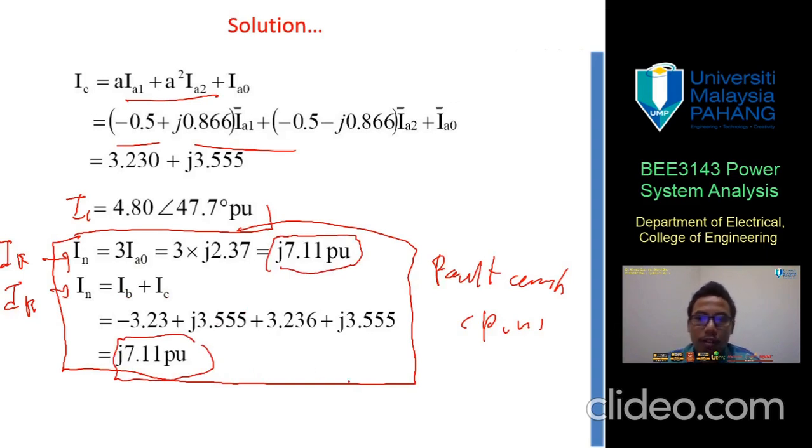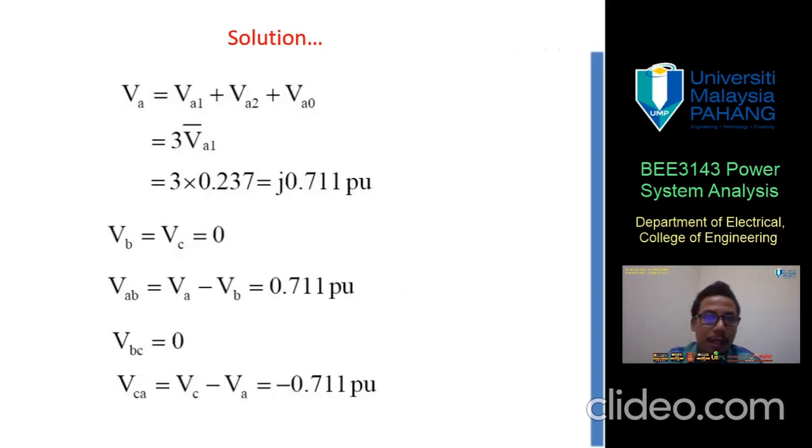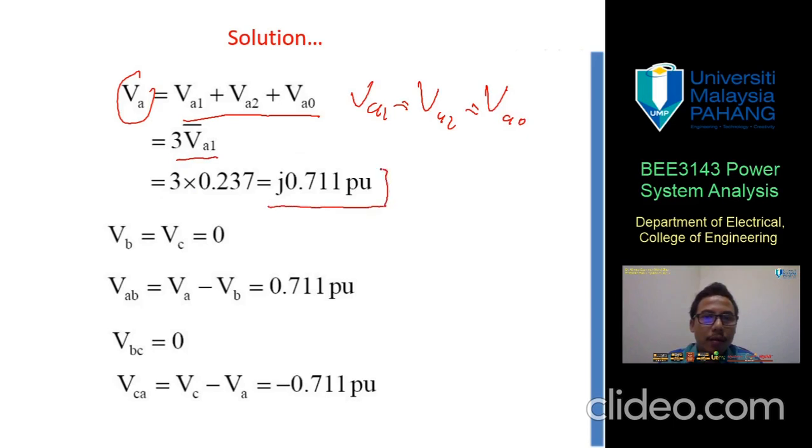Next, we are going to change it into the voltage and the current, so you need to multiply with I base and V base. We already know VA equals VA1 plus VA2 plus VA0. But here we know already that VA1 equals VA2 equals VA0. That's why it's equal to 3 VA1. So we just multiply it and we get j0.711 per unit for the VA.